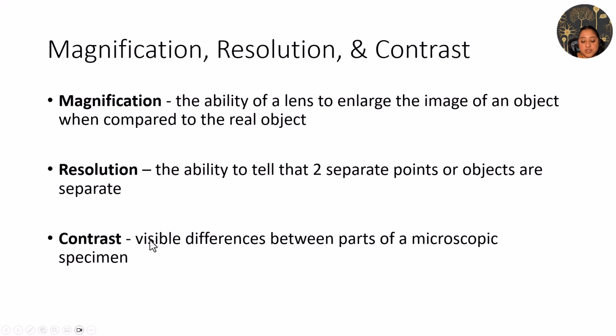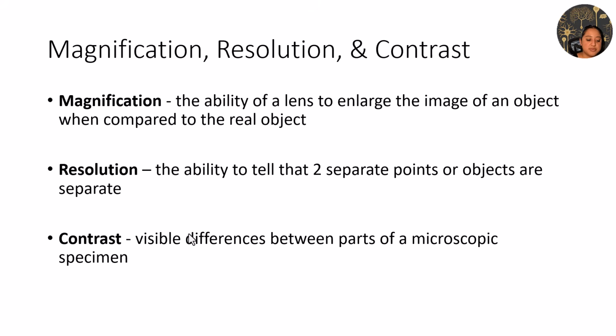So what microscopes do, instead of just getting a magnifying glass or taking a picture, is help increase the magnification of an object. It's the ability to enlarge the image of an object compared to the real object. So say you're just looking at a hair by eye, and if you look at it under a microscope, it might magnify it by 3 times. So magnification is the ability of one certain lens to enlarge the image of an object.